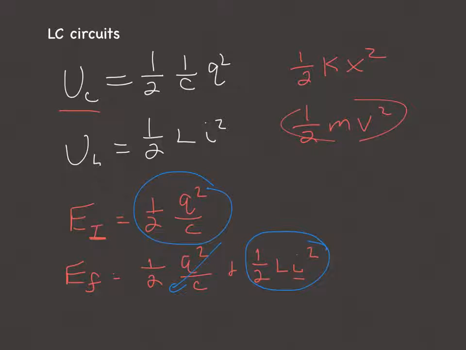And that's all you have to understand for LC circuits. If you understand the mechanical oscillations, just know what is analogous to what, and you can just substitute them into those equations, and you'll be fine.